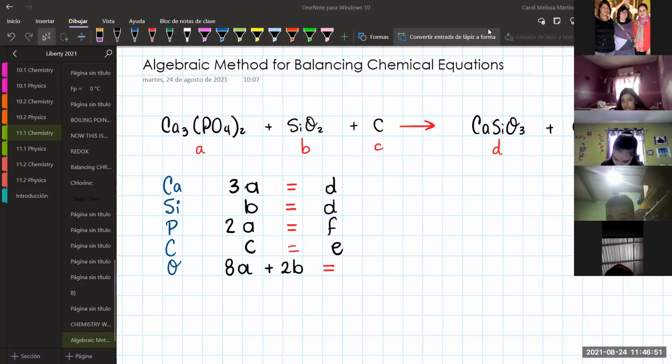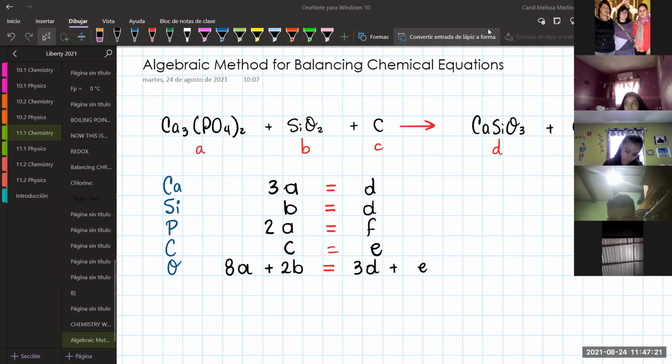About the products, how is the equation going to be? 3 oxygens located where? In D. Plus 1 located in E, and nothing at F. So this 1E can be totally deleted, and with this you can tell that these are the equations that we are going to use to balance this reaction. As you can see, there are so many equations. We have 5 equations.